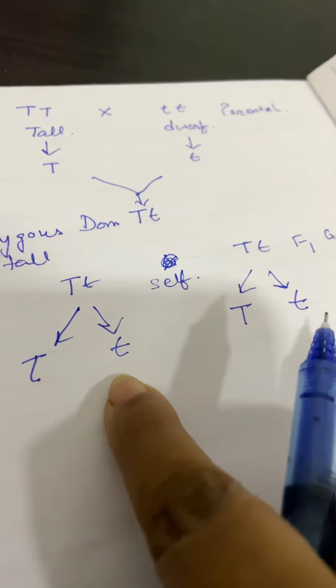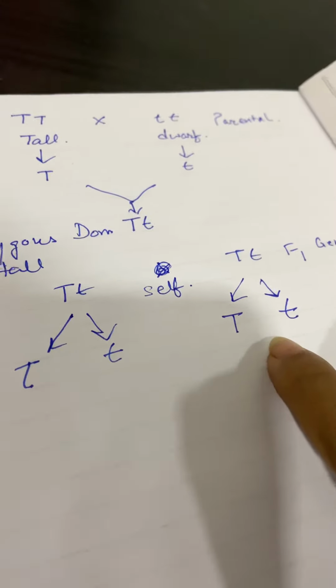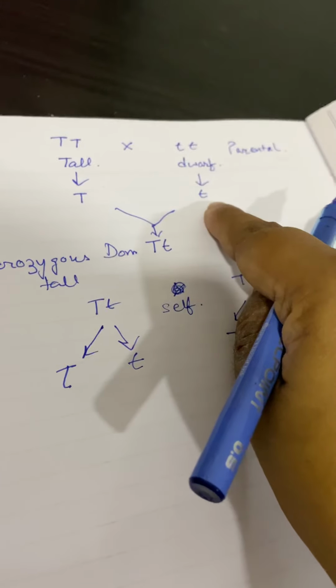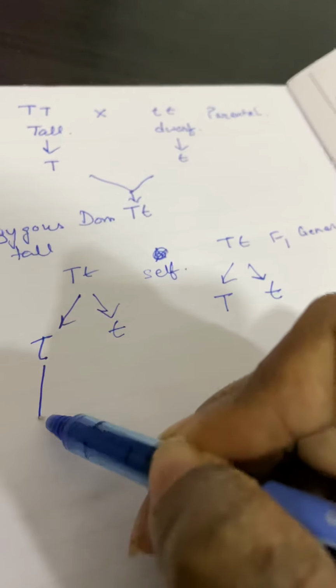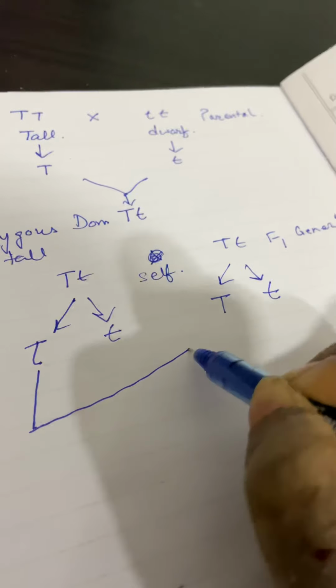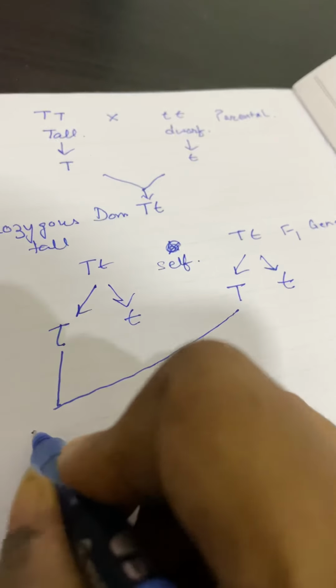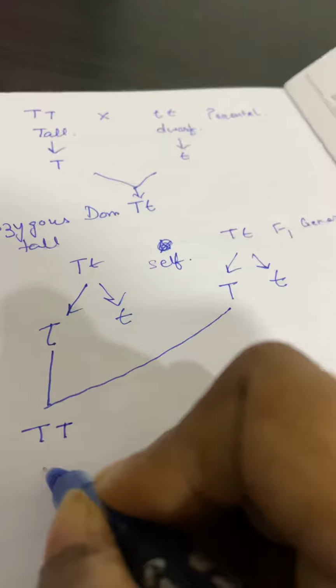Gamete from one parent will unite with gamete from other parent. Like here, gamete from one parent united with gamete from other parent. The same thing will happen over here. So if this gamete united with this gamete, we get a homozygous tall plant.